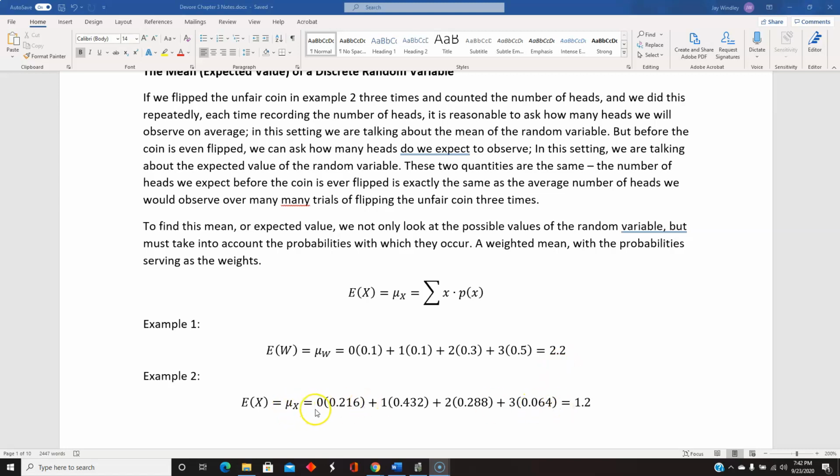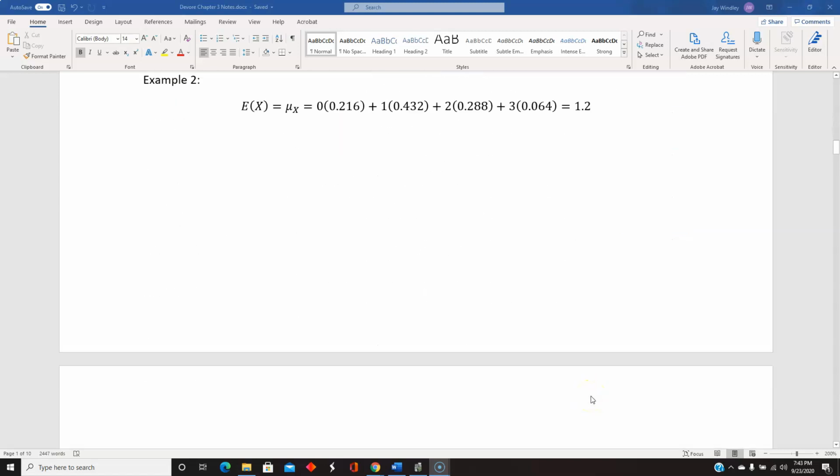And with the coin flipping example, same thing. Each value of the random variable times the probability of that value. So a 1 times the probability of a 1, a 2 times the probability of a 2, and so on. You add up those products and you get 1.2, meaning on average, we expect to get 1.2 heads when we flip the coin 3 times. And don't feel the need to round that off. Just leave it as a decimal number. That's fine. I know it's not possible on any particular round of flipping the coin 3 times. It's not possible to observe 1.2 heads, but on average, we will observe 1.2 heads.